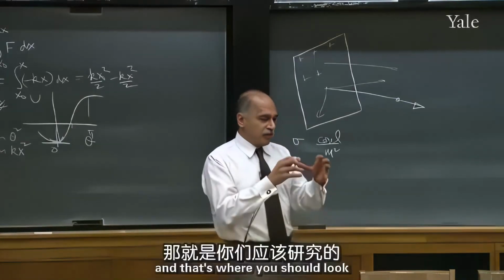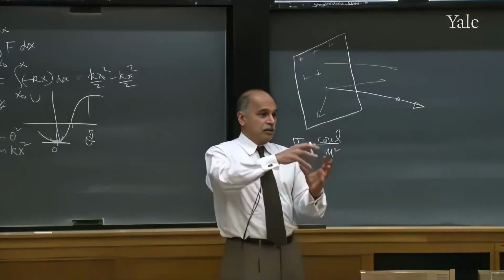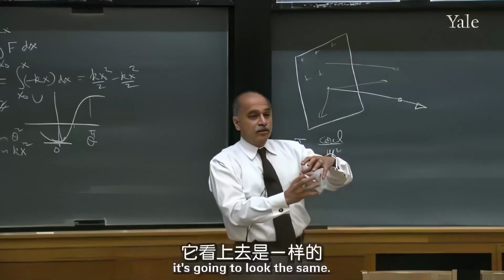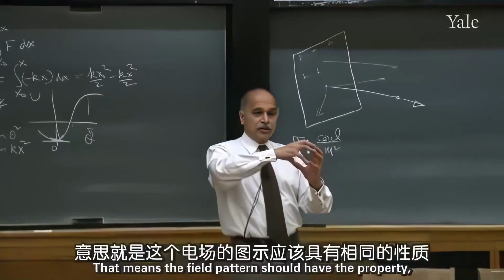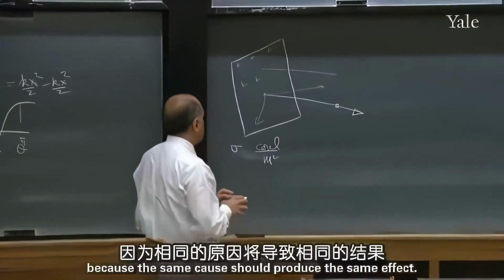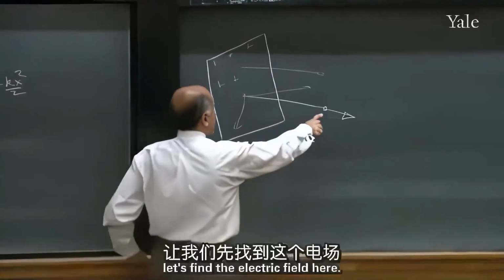And that's where you should look at the symmetry of the source. For example, the source was a ball of charge. If you rotate the ball, when I'm not looking, it's going to look the same. That means the field pattern should have the property that when you rotate it, it looks the same. Because the same cause should produce the same effect. Anyway, going to this problem now, let's find the electric field here.